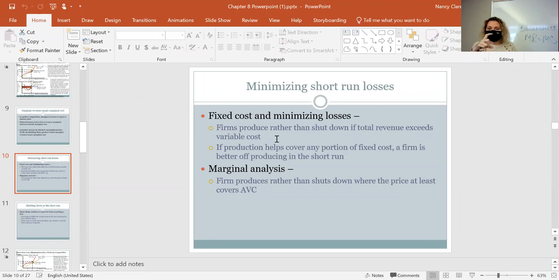If you can't even cover those new costs you are incurring by continuing to operate, which are your variable costs, you need to shut down. But if you can at least cover your variable and maybe some portion of your fixed, you should continue to operate. Because your fixed costs are there no matter what. Even when you produce zero, you still have them. So if you can get any of those covered, your variable plus any portion of your fixed, you should continue to operate in the short run.